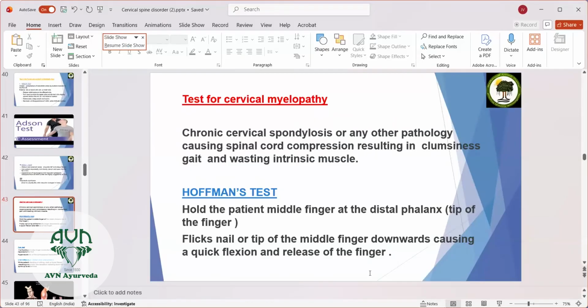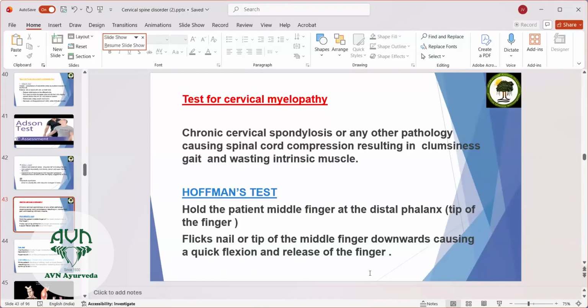Chronic cervical spondylosis or any other pathology causing spinal cord compression results in fine movements being affected. Clumsiness of the hand and a wide-stepping gait we can observe, and so also upper limb and lower limb stiffness and weakness we can see. Those are the classical signs of myelopathy.